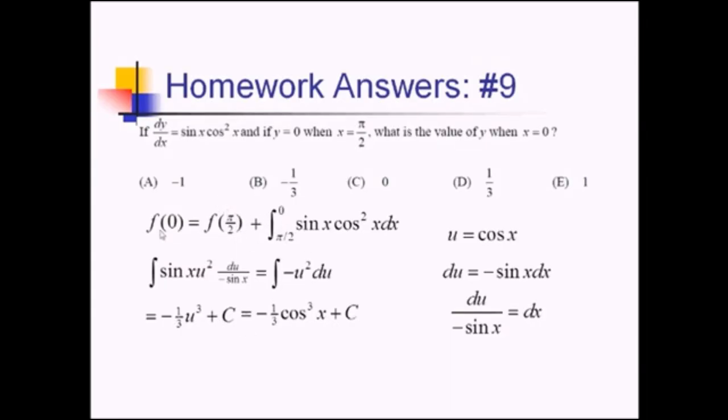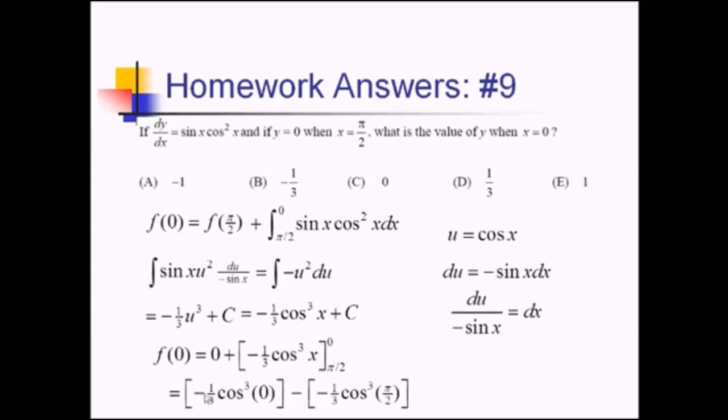So I've got f of 0 equals 0, because that's what y equals when x equals pi over 2, plus I've got now all the stuff I just found in the evaluation box here from pi over 2 to 0. So this is going to be this stuff with 0 plugged in minus this stuff with pi over 2 plugged in. And I mean, this fraction and the cubed cosine kind of look intimidating, but don't be too scared on this one.